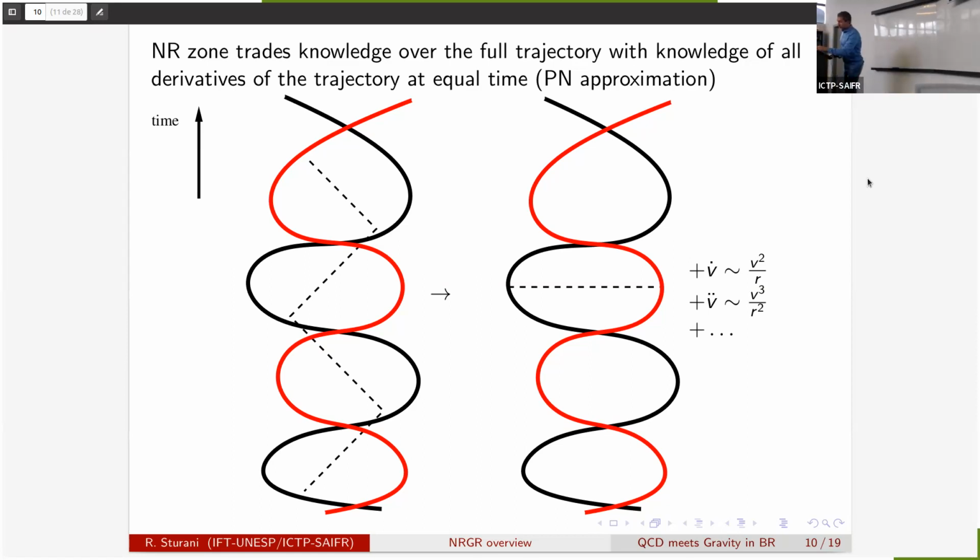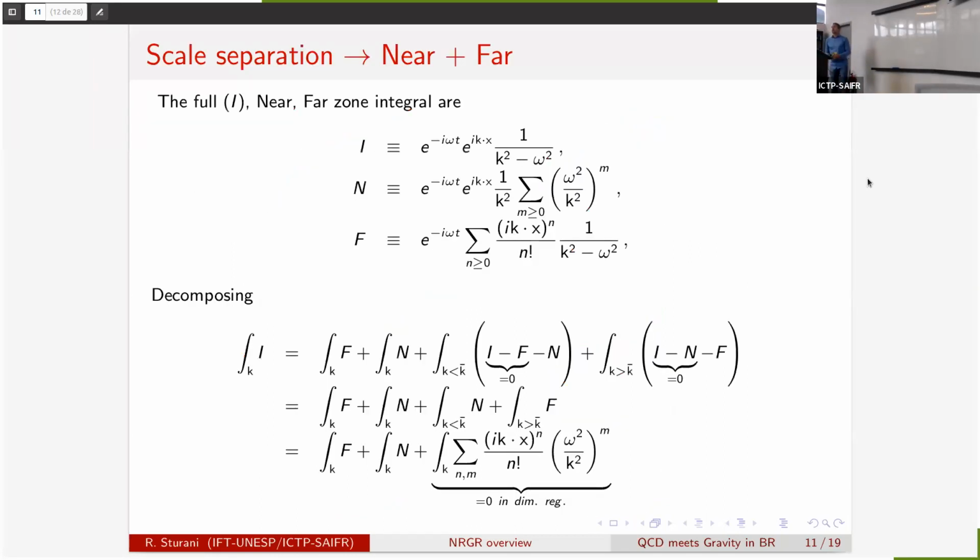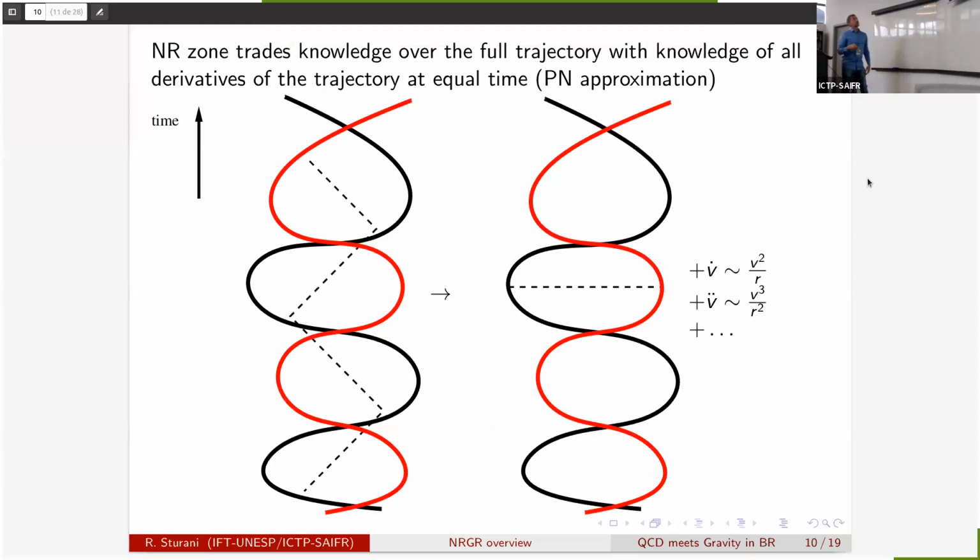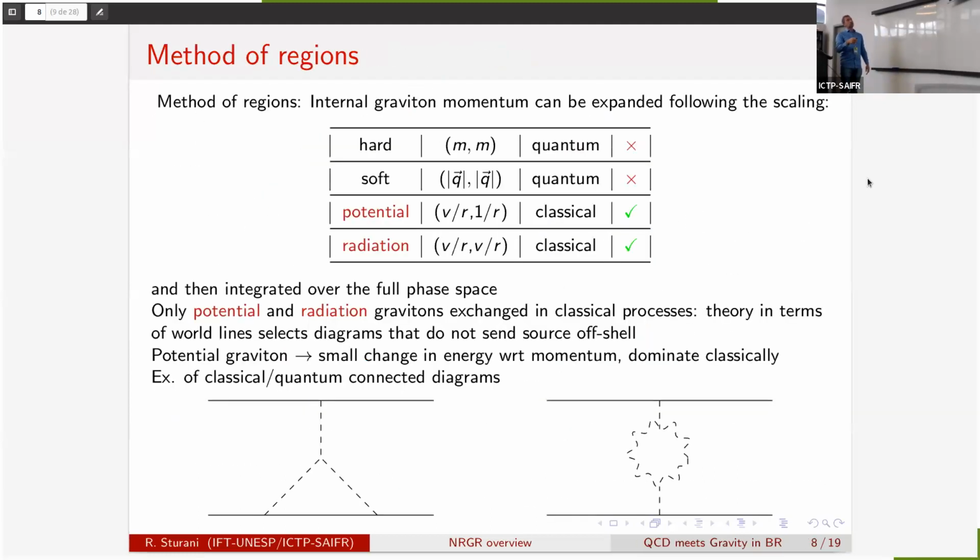In terms of expansion dimensions, adding near zone and far zone, does this correspond to different regions of expansion dimensions? Exactly. This is the method of regions applied to gravity, and so we are expanding in omega. The near zone and far zone correspond exactly to these two regions.